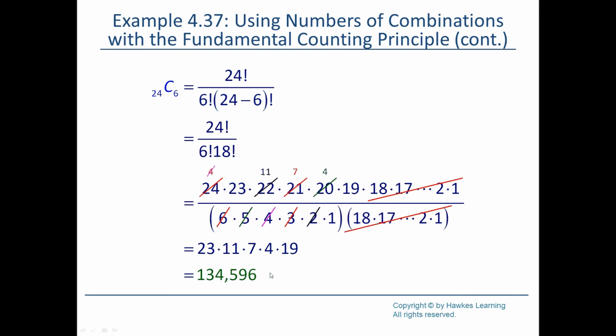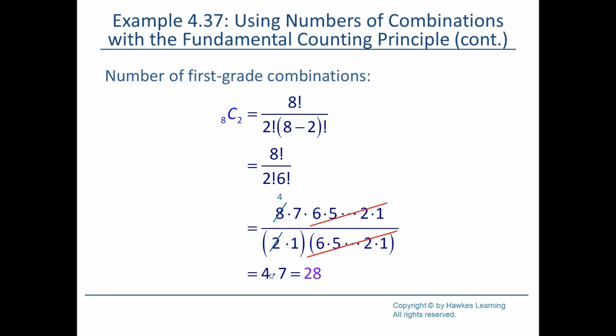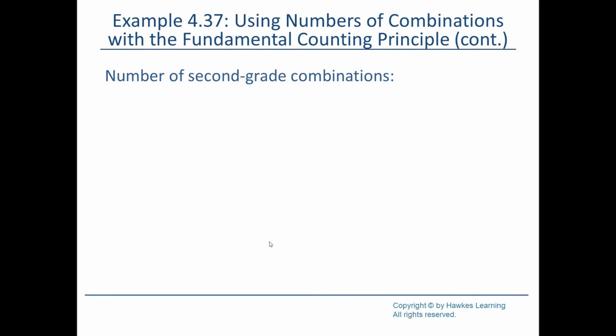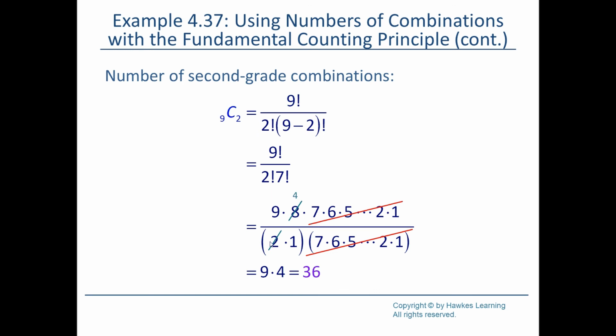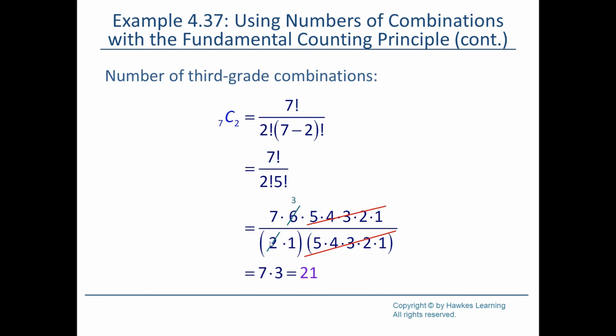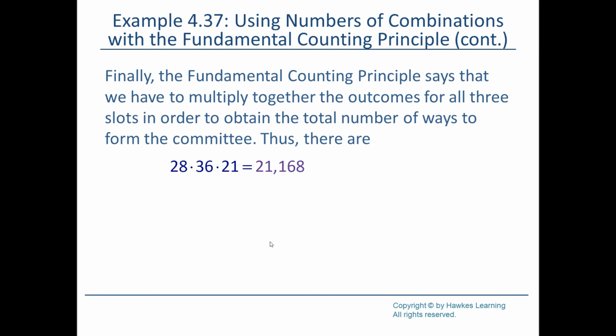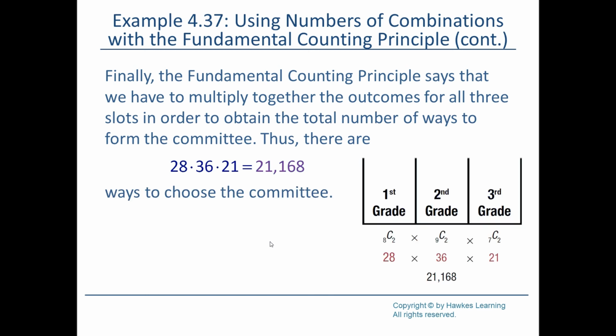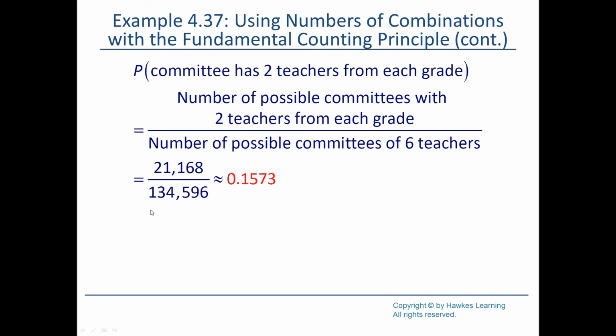24 choose 6. 8 choose 2 times 9 choose 2 times 7 choose 2. And then the probability will just be this 21,168 divided by the total n of s of 134,596. So even if you're not focusing on making sure that the committee consists of 2 first grade teachers, 2 second grade teachers, 2 third grade teachers, there's still a 15.73% chance that it's going to happen naturally, just out of randomness.